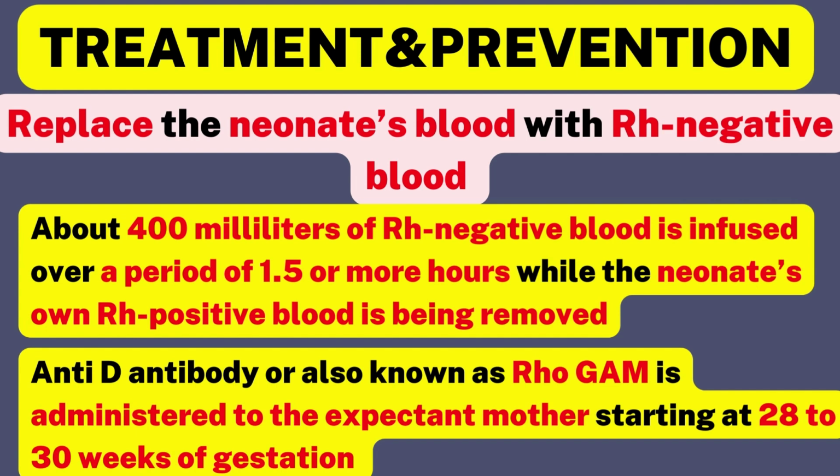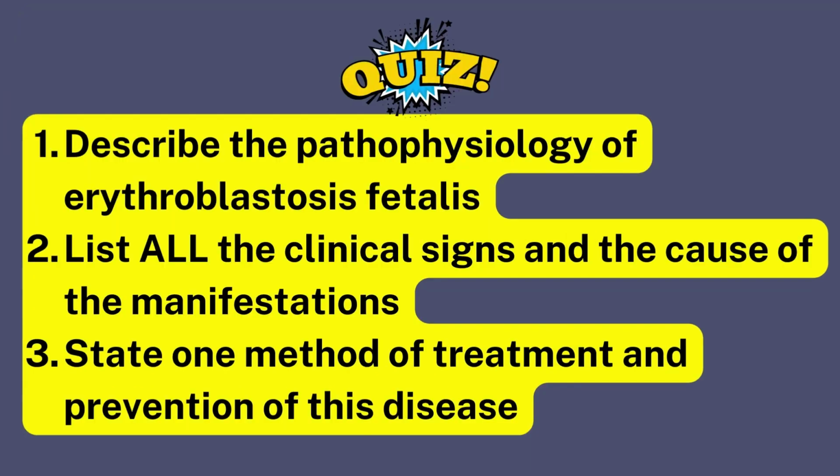The mechanism by which Rh immunoglobulin prevents sensitization to the D antigen is not completely understood, but one effect of the anti-D antibody is to inhibit antigen-induced B lymphocyte antibody production in the expectant mother and interfere with the immune response to the D antigen. As usual, there are quiz questions.